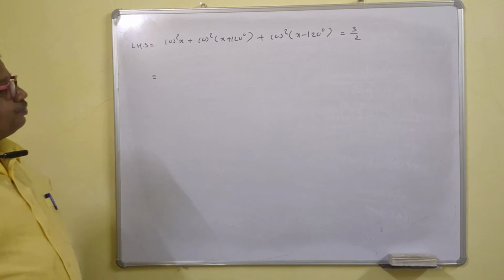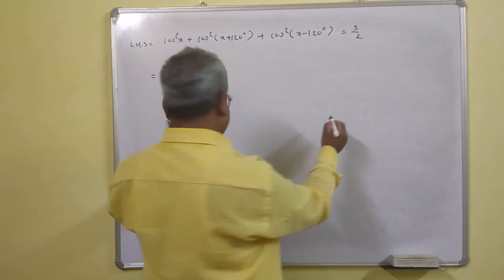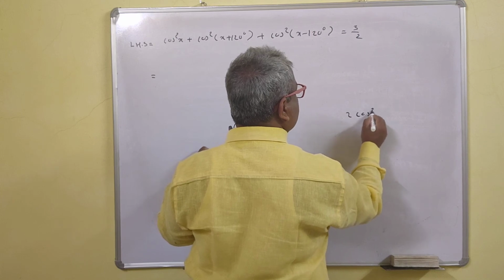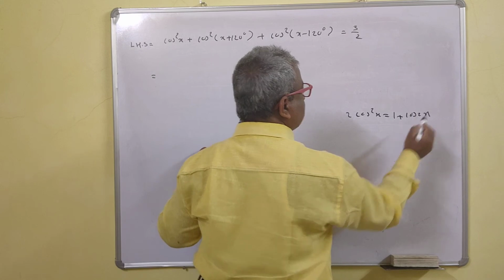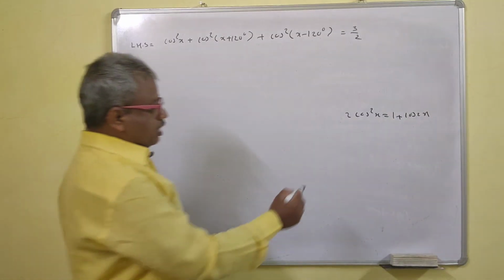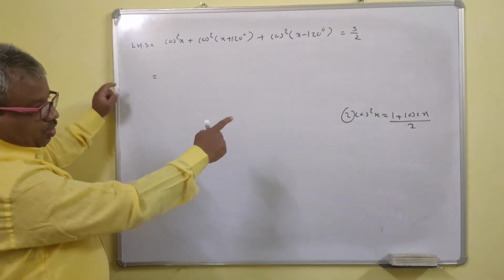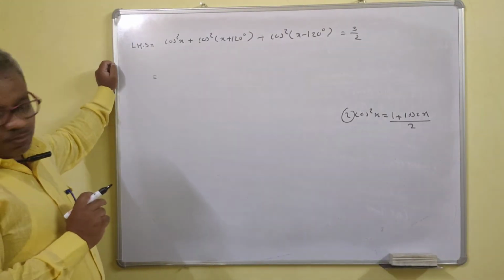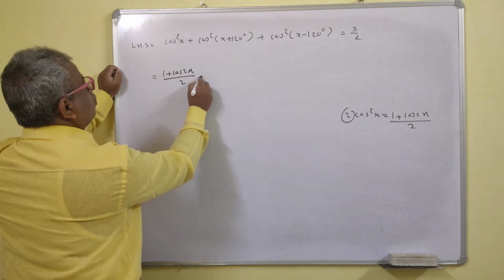So what we'll do? We'll apply the formula for cos square. So 2 cos square x is equal to what? 1 plus cos twice x. So 2 is not there, so we'll shift this 2 here. Okay? We'll write this. Cos square x is 1 plus cos twice x upon 2.